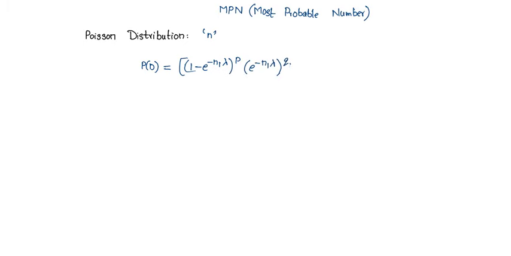Most probable number calculation using Poisson distribution can be applied for any number of samples, where P of D, probability of dilution, is given by (1 minus e power minus n1 lambda) whole power p1 into (e power minus n1 lambda) whole to the power of q1, into (1 minus e power minus n2 lambda) to the power of p2 into (e power minus n2 lambda) whole to the power of q2, and so on, where n1, n2, n3 and so on are sample sizes.